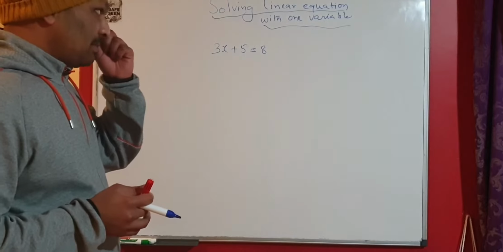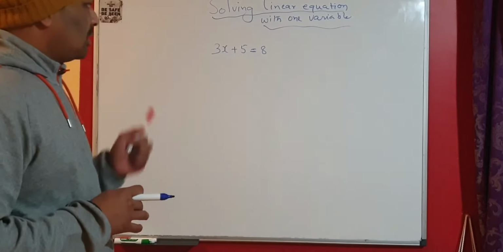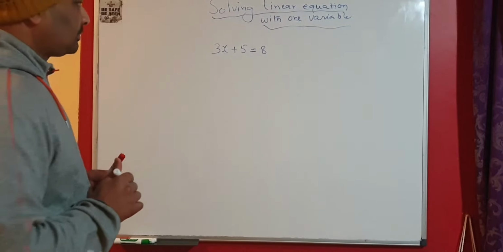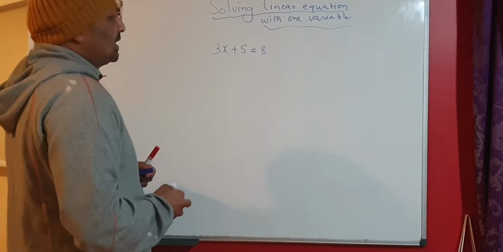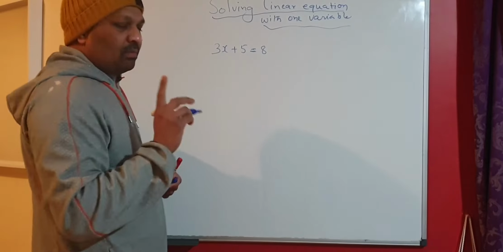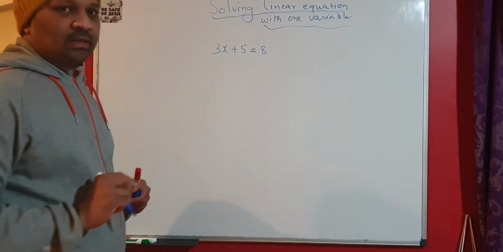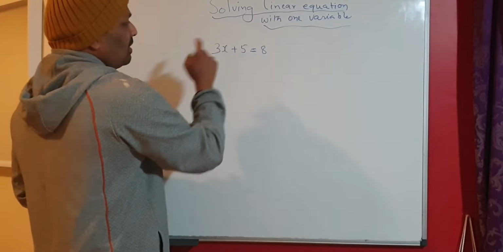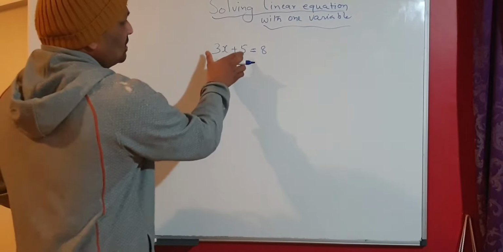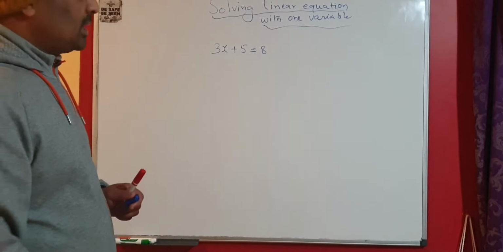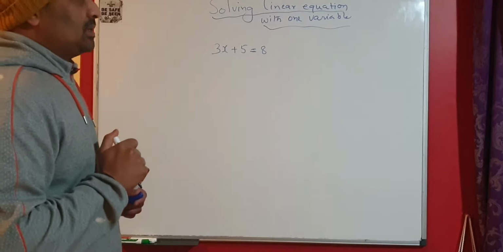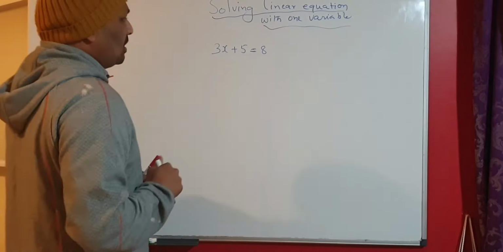Let's take some examples and see how we solve these basic linear equations having one variable. Let us solve this one: 3x plus 5 is equal to 8. This is a linear equation with one variable because there is only one variable, that is x. It is a linear equation because the power of x is 1, and it is an equation because there is an equal to symbol and the expression on the left side is equated to some value. So this meets all the conditions required for a linear equation with one variable. Let us try to solve it.